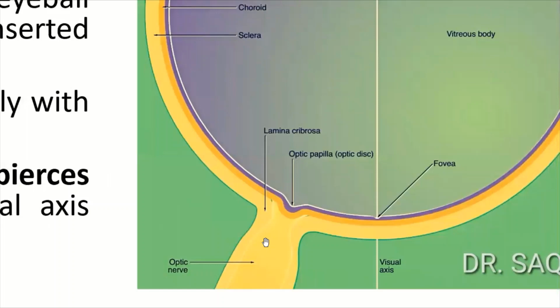Yes, here. This is the optic nerve. You see the labeling. And this is the sclera. So it is continuous with the dural sheath of the optic nerve. And the point to be noted is that the optic nerve, unlike other nerves, is enveloped, or ensheathed, by the three meninges, right? Three meninges.